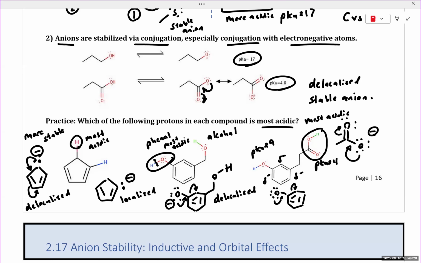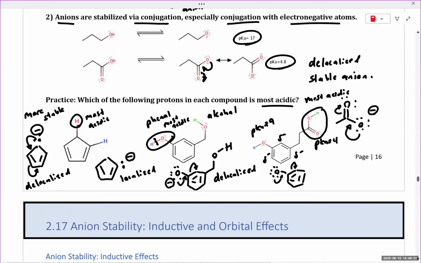Okay, so we've seen that by drawing out the conjugate base anion, we can in turn compare and rank protons based on their relative acidity. You don't need to necessarily have a full set of pKa values. You can compare and contrast the conjugate base anions and use these stability rules to compare and rank compounds based on acidity.